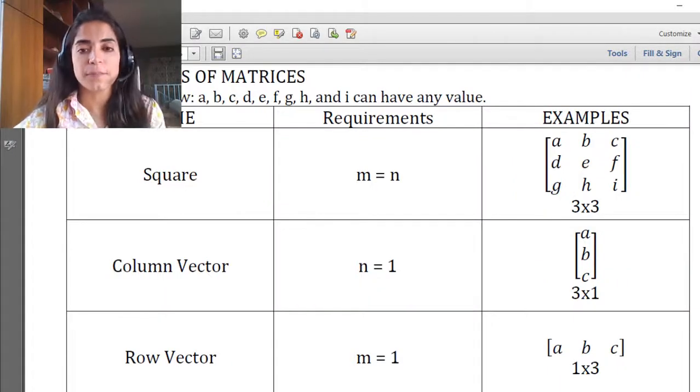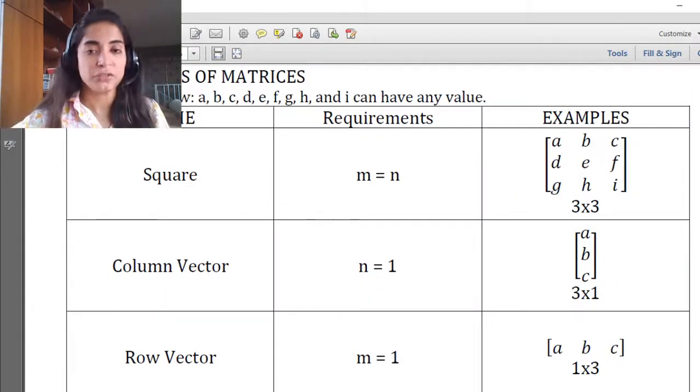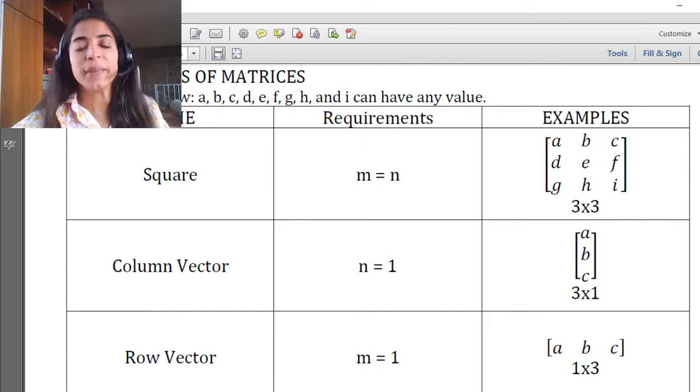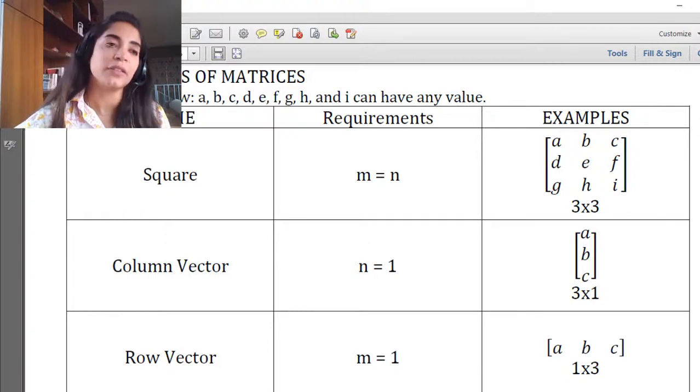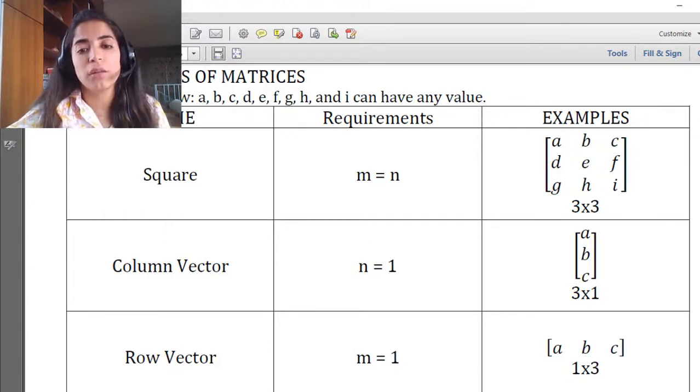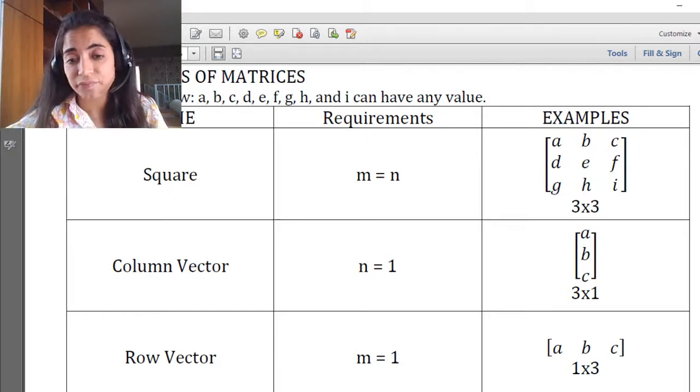Now, first of all, guys, the first type of matrix here is the square matrix. As its name suggests, I know that a matrix is a rectangular collection of numbers. Now here, a square matrix means that in this type of matrix, the number of rows is equal to the number of columns, which means m is equal to n.